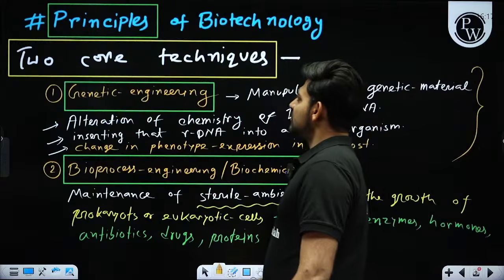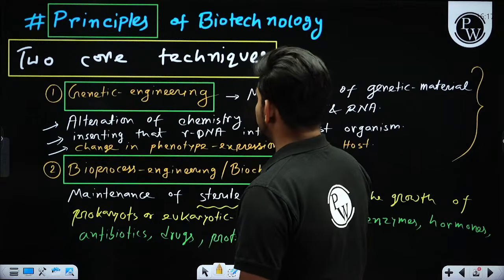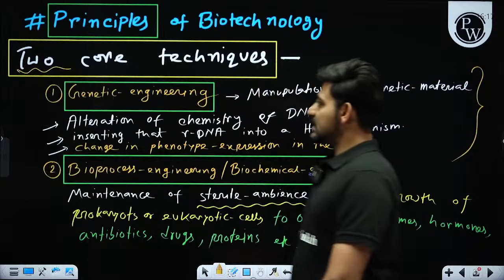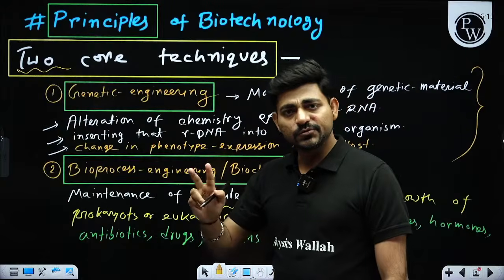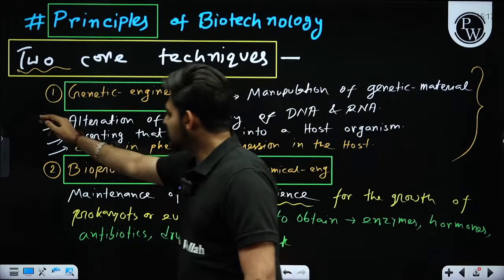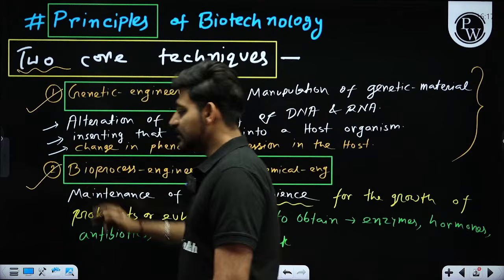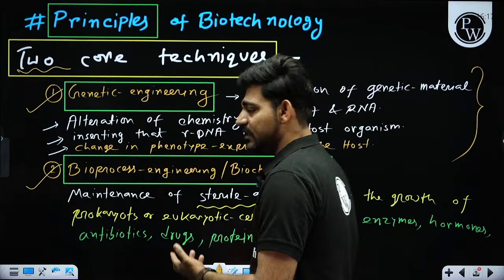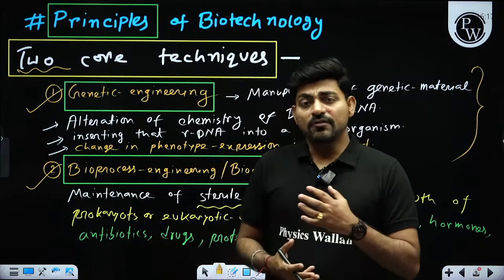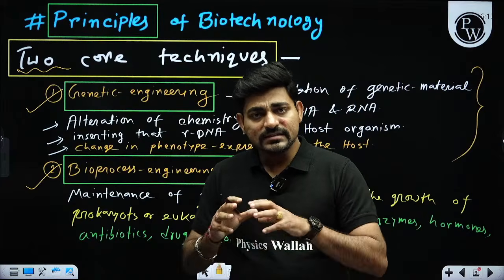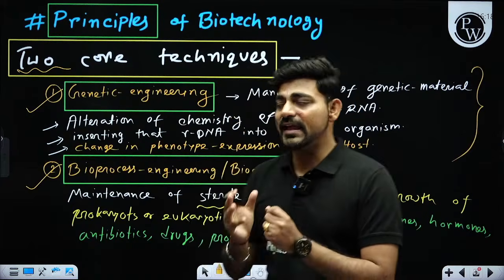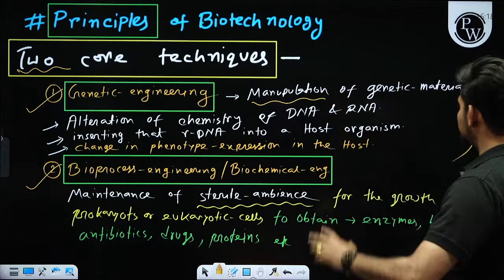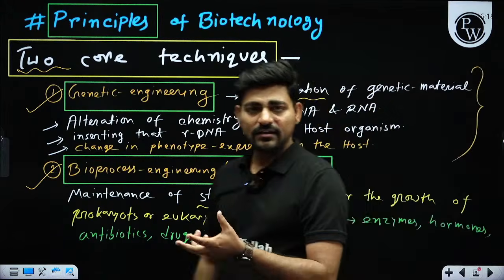Now, what are the principles of biotechnology? So, there are two core techniques considered as the main two principles. What are they? First, genetic engineering. Second, bioprocess engineering. Now, what do you mean by genetic engineering? It is the method of altering the sequence of DNA or RNA. So, here we will be manipulating genetic material.